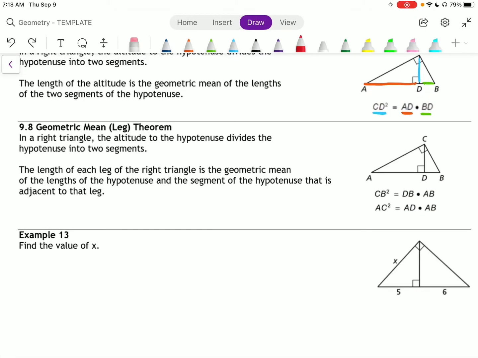9.8, geometric mean leg theorem. In a right triangle, the altitude to the hypotenuse divides the hypotenuse into two segments, right? We already know that. The length of each leg of the right triangle, is talking about this leg, or here, let me do a different color. This leg or this leg is the geometric mean of the lengths of the hypotenuse and the segment of the hypotenuse that is adjacent to the leg.